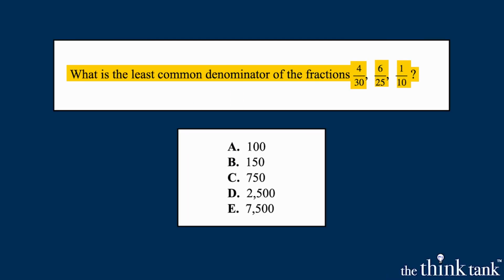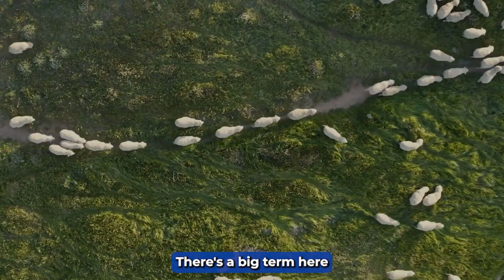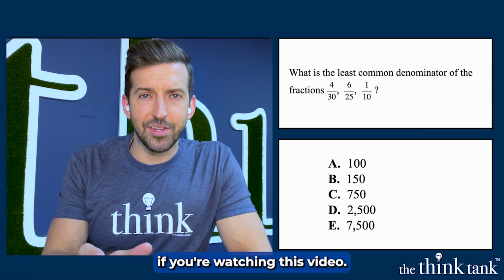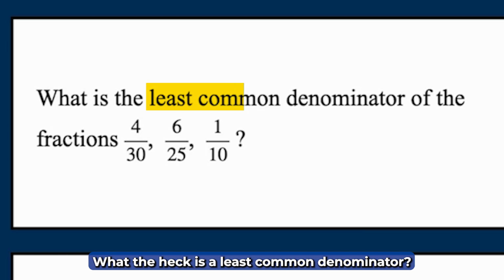What is the least common denominator of the fractions 4 over 30, 6 over 25, and 1 over 10? Let's go. There's a big term here that you probably forgot if you're watching this video. What the heck is a least common denominator, right?